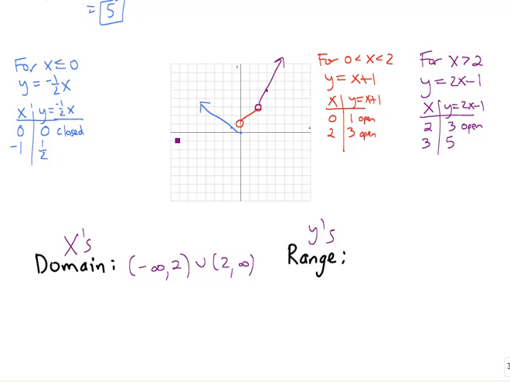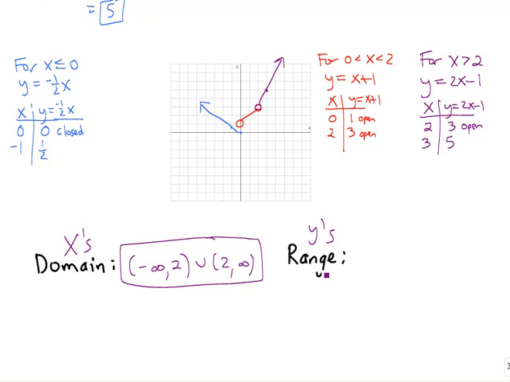Remember, domain is x's, so think about all the x's that got used. I used all these negative x's on the blue graph. I used all the x's from 0 to 2 on the red graph, and then I used from 2 on in the purple graph. The only point that never got filled in at any point was right here at 2. At 0, this dot used 0. So the only number that never got used anywhere was 2, and that's why we had to leave it out of our domain. So here's our complete domain. Everything but 2.